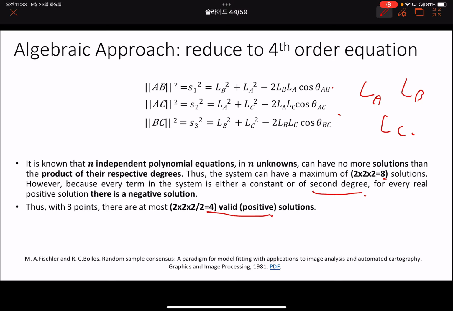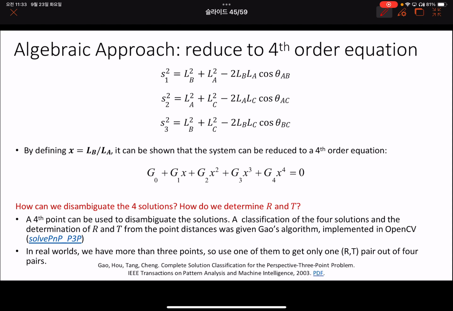So that is the reason why, if we have only 3 points in the world coordinate system and image coordinate system, there are 4 valid solutions. And then by defining x equal to this, it can be shown that the system can be reduced to a 4th order equation like this, and so we have 4 possible solutions. Out of these 4 possible solutions, we only need to get a unique R and T.